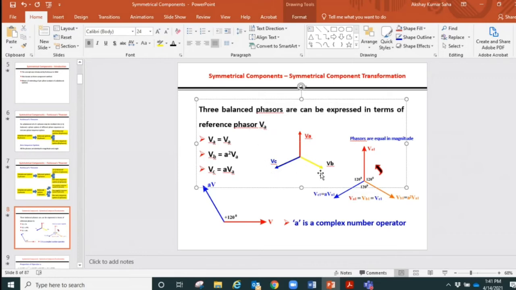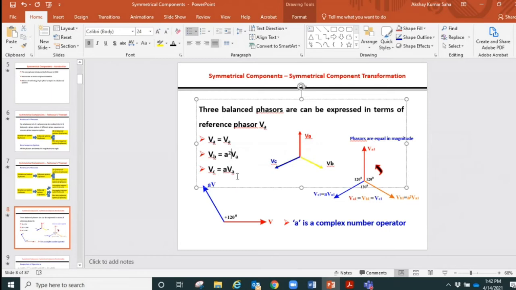So when we talk about positive, negative and zero sequence components, we always use this reference phasor because it makes our calculation easier in a step-by-step manner. Phase A is chosen as the reference. So VA is the reference phasor voltage, and we express all other voltages in the system in terms of it. VA is going to be equal to VA. VB will be equal to something, I will explain that. VB will also be expressed in terms of VA.